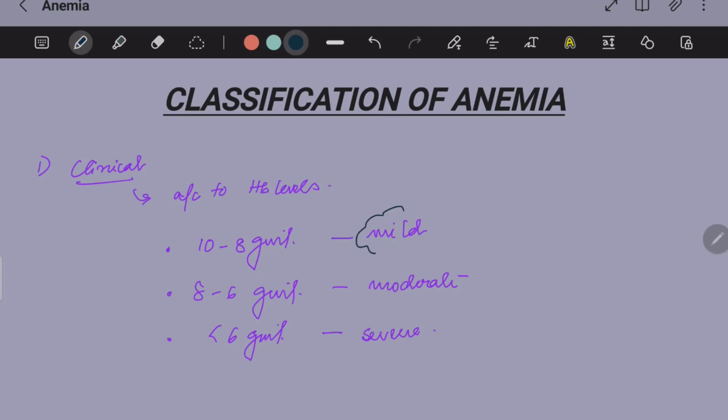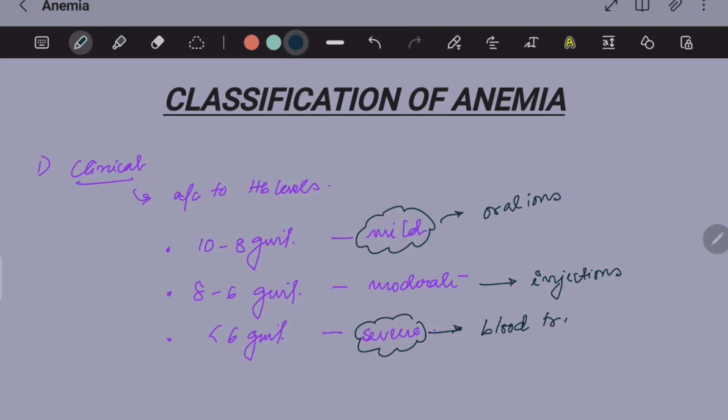Mild anemia can be treated by using some oral irons. Moderate anemia can be treated by injections, and for severe anemia, transfusion is the only solution available.